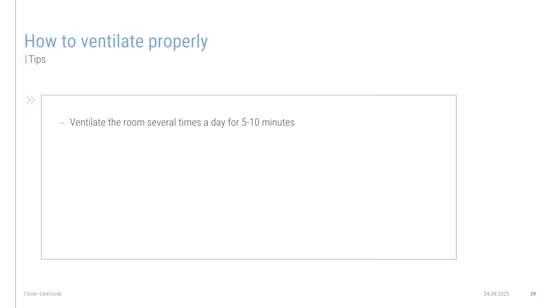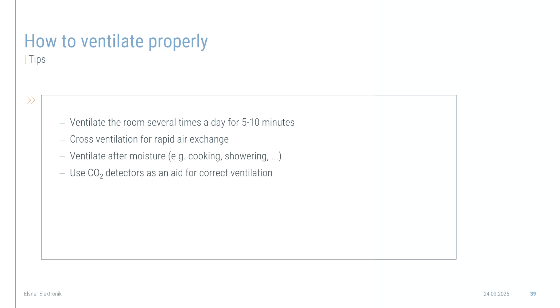Okay, a few tips about how to ventilate properly. Most of you know it, but it's always a good thing to say them. For example, ventilate the room several times a day for about 5 to 10 minutes, or use an automatic ventilation system. Cross ventilation for rapid air exchange is needed. Ventilate after moisture, for example cooking or showering, and use CO2 detectors as an aid for correct ventilation. We gave you many examples before.